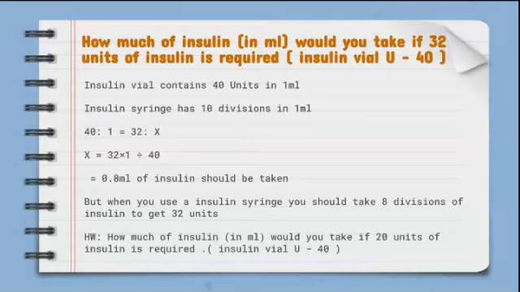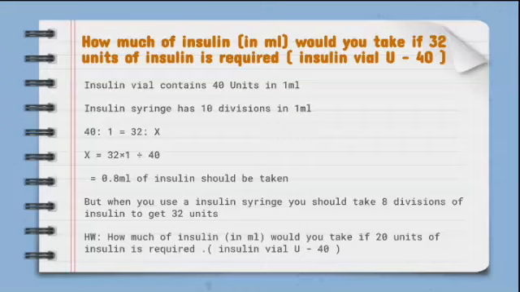Okay, so you have to give both the answers so that you will get full marks, because sometimes the key may have 0.8 ml or sometimes the answer key may have 8 divisions in the insulin syringe. So it's a very simple thing. You put it in this ratio, 40 divided by 1 and 32 divided by x, so that x is equal to 32 into 1 divided by 40. So you will get 0.8 ml of insulin will be taken, and when you take it in an insulin syringe, you will take 8 divisions of insulin to give 32 units of insulin.